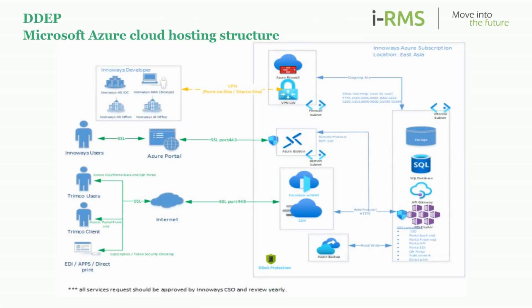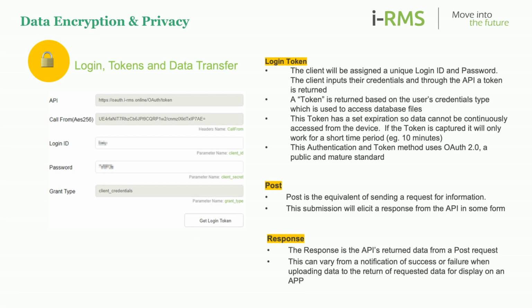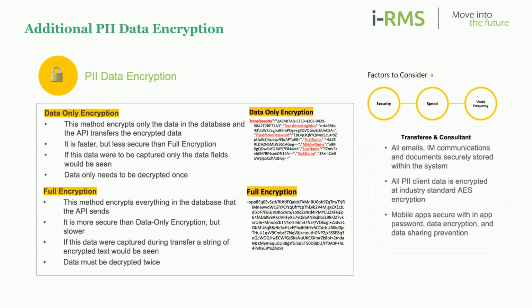DDEP is securely hosted in the EU region of Microsoft Azure, providing advanced security features and adhering to GDPR and ISO 27001 compliance requirements. DDEP employs industry-standard encryption methods to safeguard both the database and the data transfer process. DDEP has an additional layer of security on top of industry-standard encryption methods to protect personally identifiable information, PII, data. This ensures that transferees' personal data is further safeguarded and the system remains compliant with GDPR regulations.